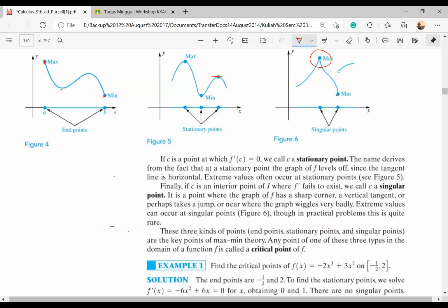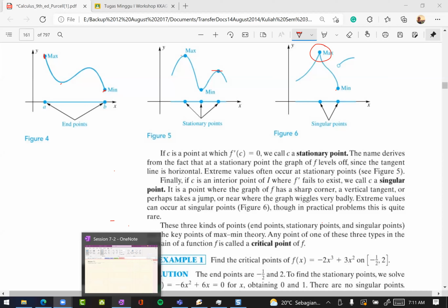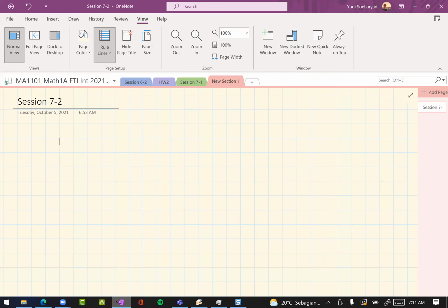All right, I should have started screen share instead. Okay, let's move to the, all right. Has the display changed to OneNote? Yes, sir. So let's see what we call a critical point. So this is the classification of what we call a critical point.